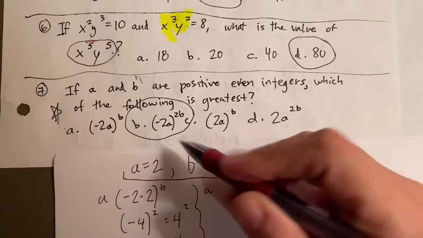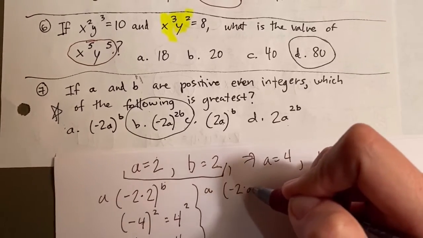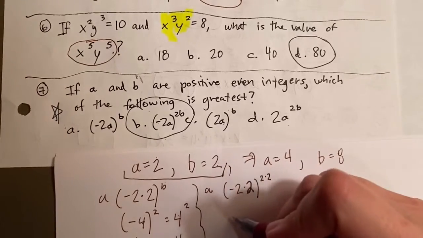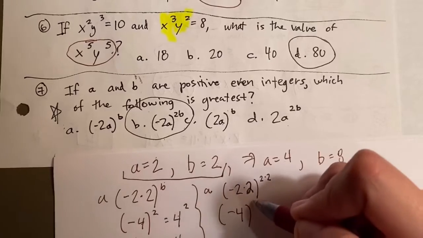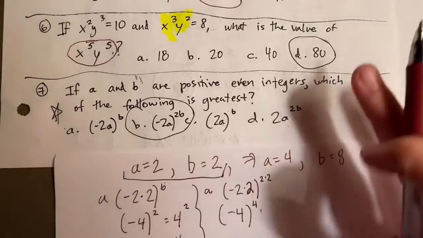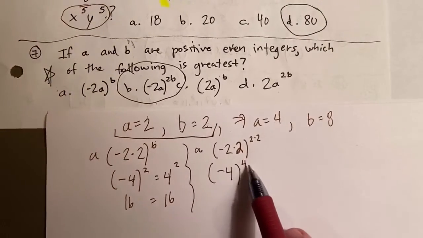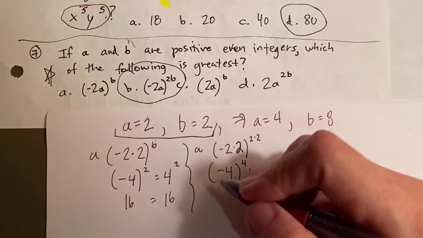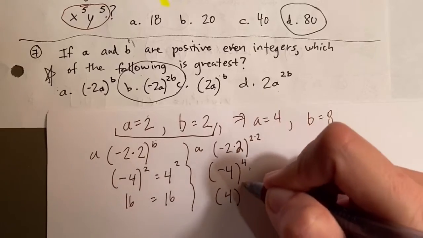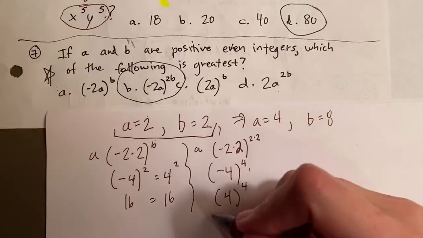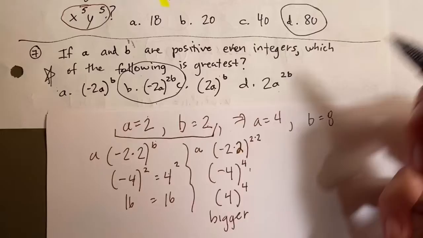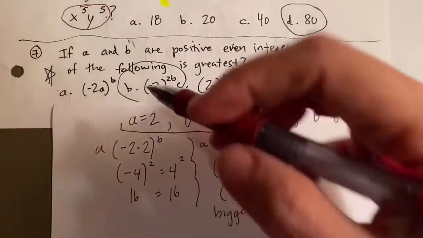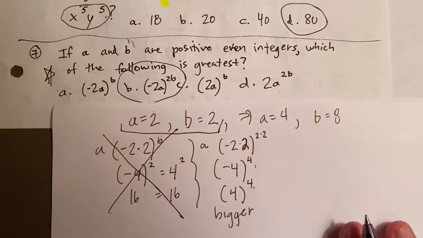All right, let's try B. We have negative 2 times 2 times 2 times 2. So now we have negative 4 to the power of 4. So that's much larger unless it's negative. But again, because it's an even exponent, this would be the same thing as positive 4 to the 4th power, and it's going to be bigger. Now I don't have a calculator, but I know that this is bigger than that. So that one can't work. Let's keep going.